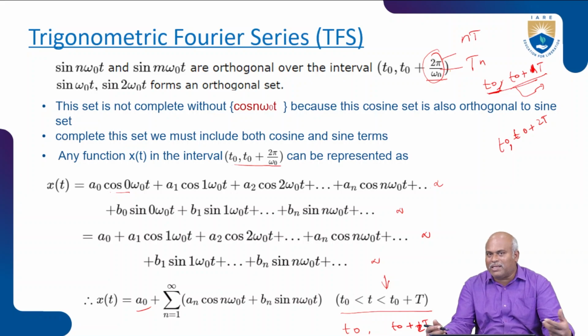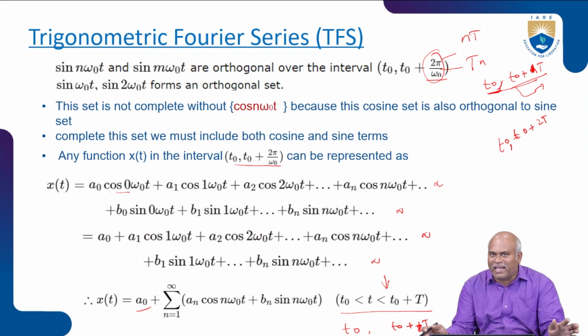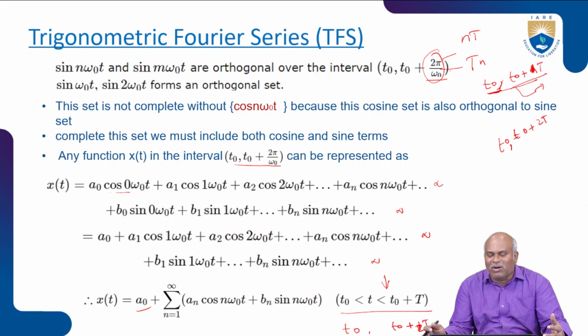So now, what is present here? We took two different signals, sin n omega 0 t and sin m omega 0 t. Both are orthogonal. The interval of the signal is T0 to T0 plus 2 pi by omega 0. If you take the sin term, it is not complete without the cos term. So if we have both the sin term and the cos term, they will be orthogonal together.